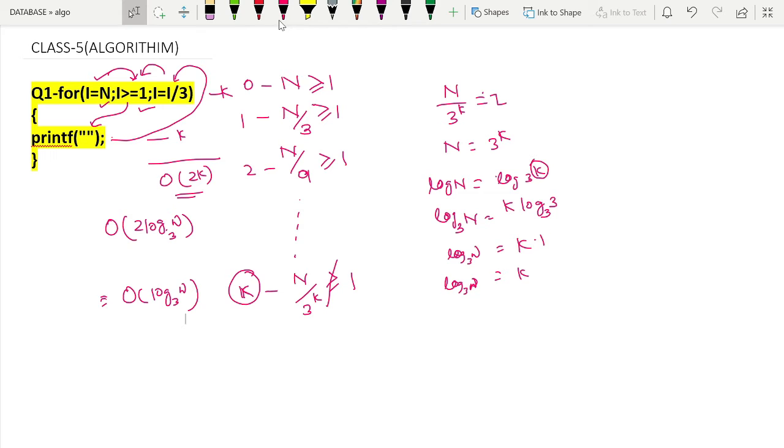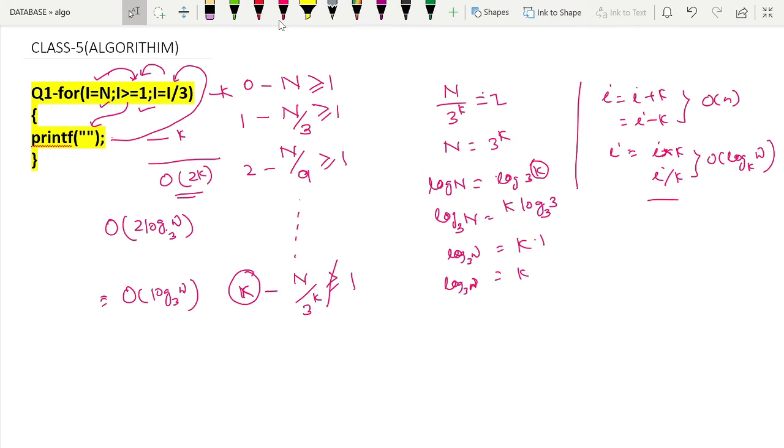So the pattern we have noticed: if the operation part is incrementing by some constant value linearly or decrementing by some constant value, we get order of n. If it is getting multiplied or divided by some constant, then we get log n base k. We have noticed this from the previous class and today's class. So this is what we have read.